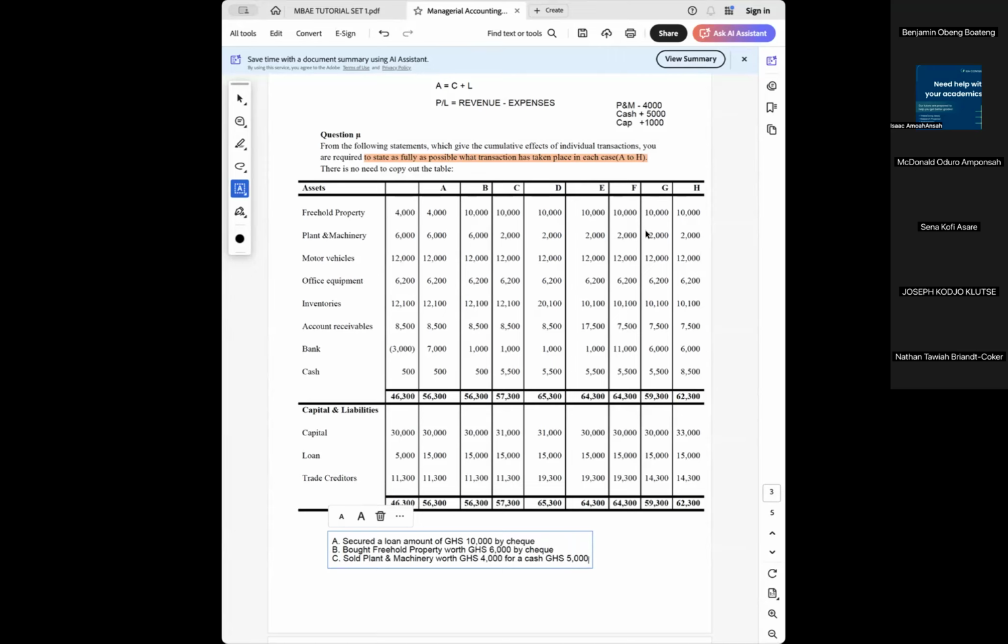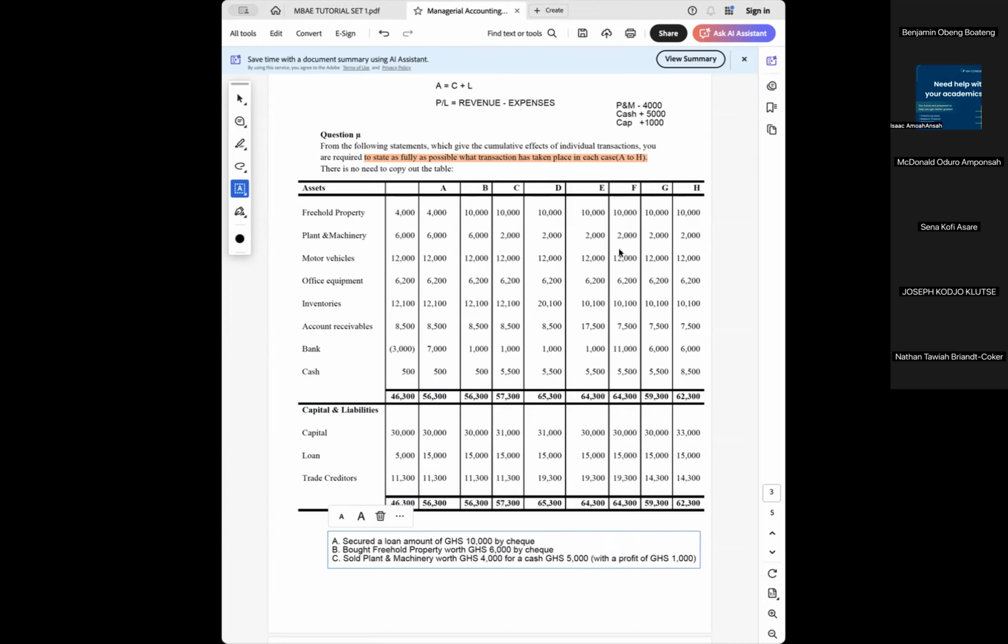Okay, so what I see is that the company sold plant and machinery for 4,000, and then they introduced capital of 1,000 Ghana cedis. That's how come cash has increased by 5,000. So for the plant and machinery, they received 4,000, and then they introduced 1,000 cedis as capital into the business, making cash increase by 5,000. Already they have 500 in cash. That's how come you have 5,500 there. Okay.